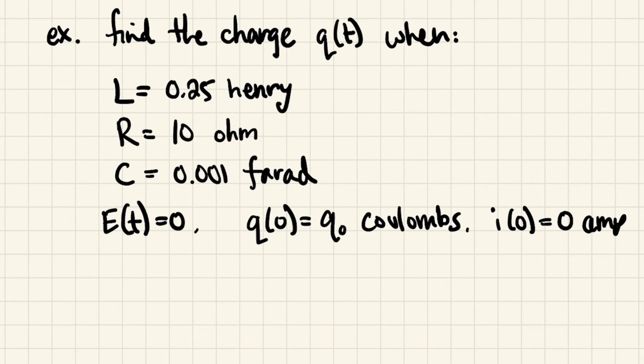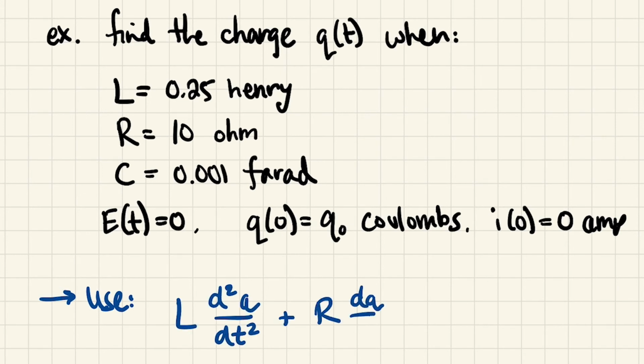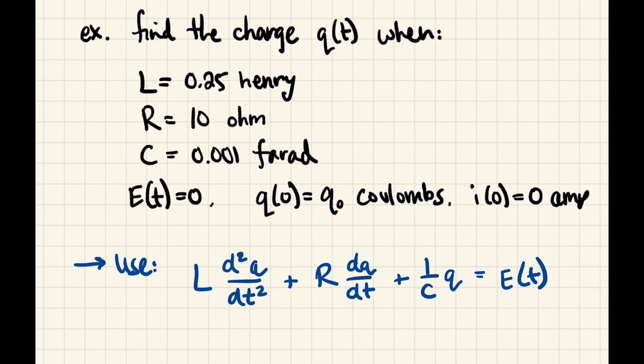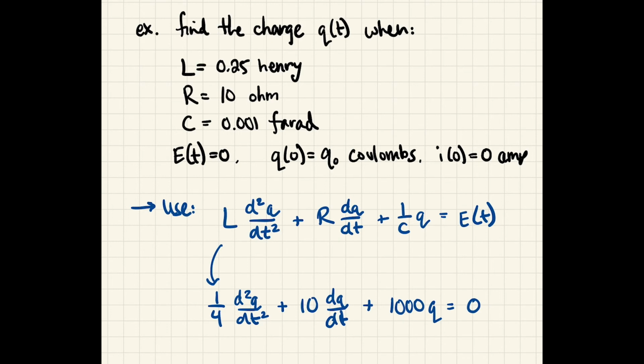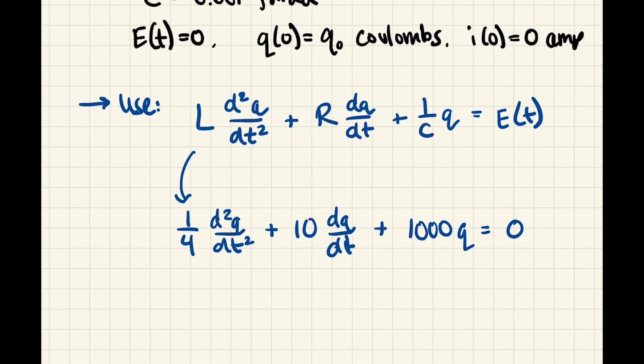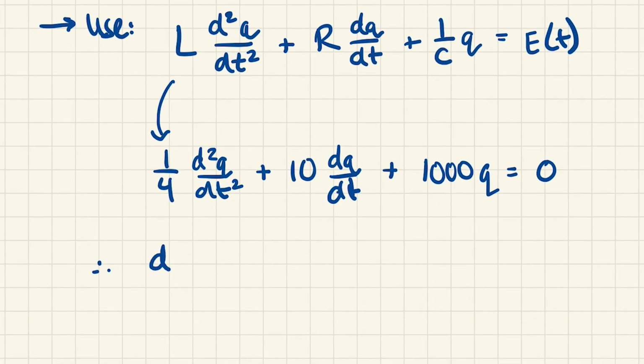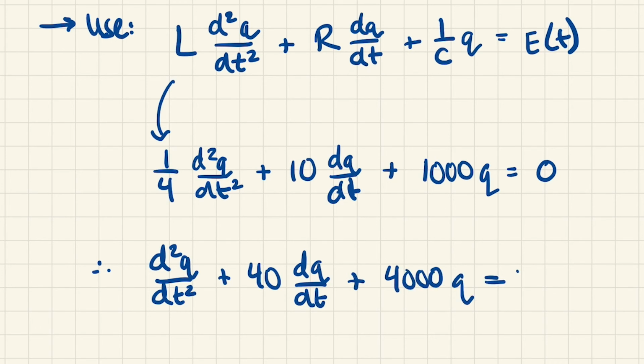So let's solve it. Of course, we're going to use this formula here. So our L is 0.25 henries. Let's write that as 1/4. The resistance, 10 ohms. The capacitance is 1,000th of a farad. So 1 over C, that would actually be simply 1,000. And E of t is 0. It's probably going to be slightly easier to write this in standard form, so let's just multiply everything by 4. So we have this here, plus 40 dq dt, plus 4,000 q equals 0.